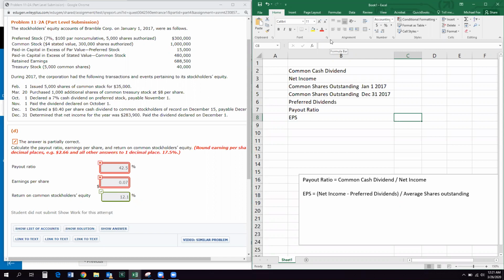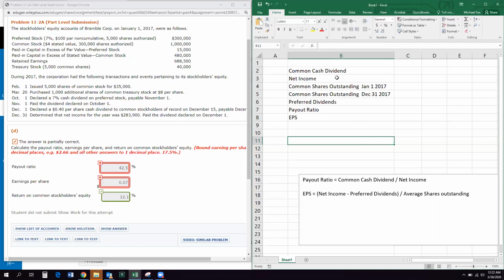And so our payout ratio is just our common stock cash dividend divided by our net income. And then our earnings per share is just our net income minus preferred dividends divided by the average shares outstanding. So the first thing we have to do is figure out all of those.